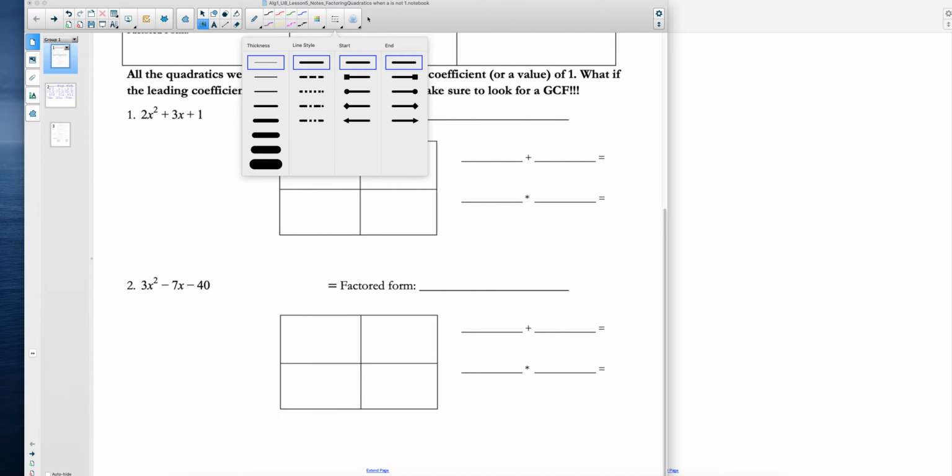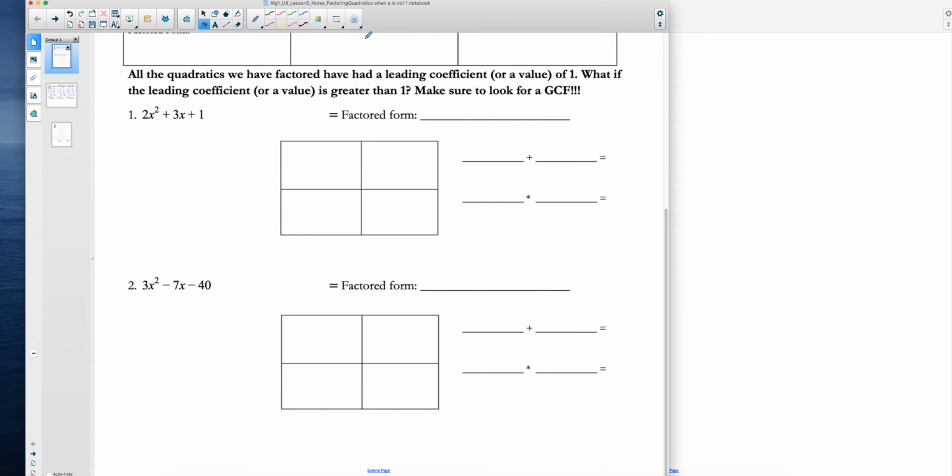Now, the good news is the pattern does not change. The mechanics do not change. The only thing that changes is that, because this number is not going to be 1, sometimes we end up with more combinations that we have to run through or check in order to find the one that works.